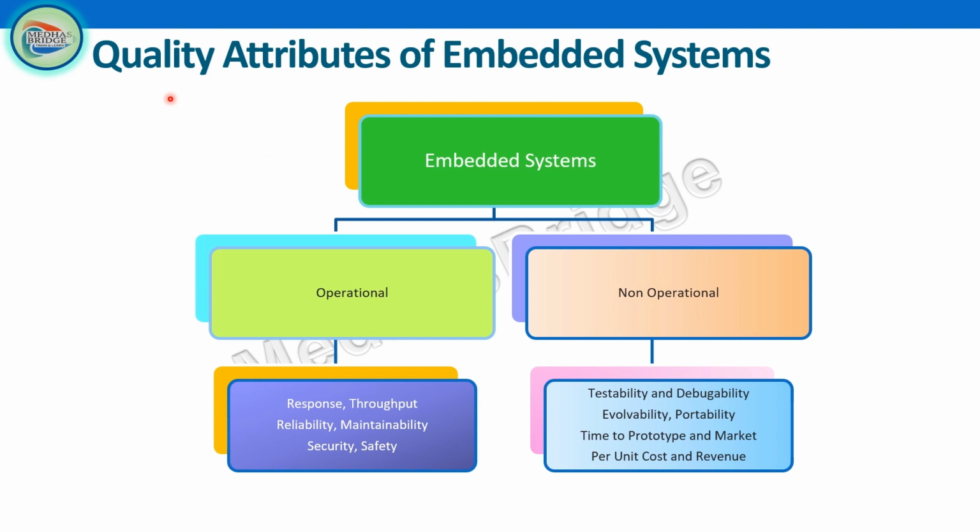Quality attributes of an embedded system. We have two categories of quality attributes: operational and non-operational. Response, throughput, reliability, maintainability, security, and safety are operational quality attributes of an embedded system, whereas testability, debuggability, availability, portability, time to prototype, market, per unit cost, and revenue are non-operational quality attributes of an embedded system.